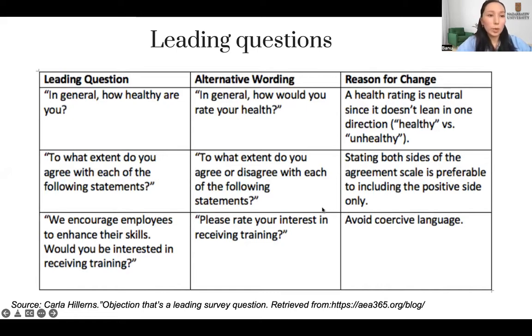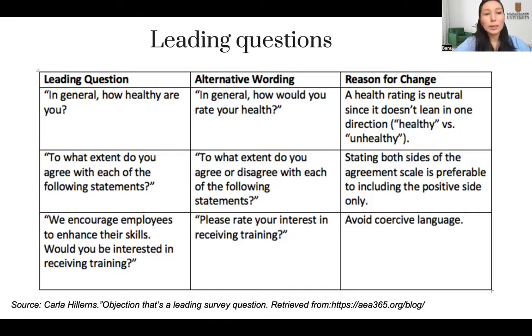For example, the leading question can sound like, in general, how healthy are you? In this formulation, the health rating is not neutral. It is skewed towards being healthy. And the alternative neutral wording should be, in general, how would you rate your health? Because otherwise the question leans towards one direction, towards being healthy more than being unhealthy.